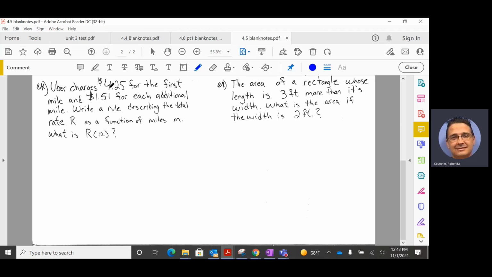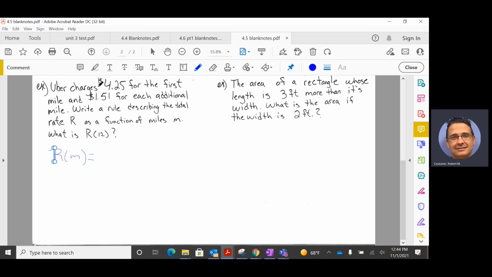Uber charges $4.25 for the first mile and $1.51 for each additional mile. Write a rule describing the total rate R as a function of miles. What is R of 12? Okay, so they want us to write this function, R, the rate with respect to miles.